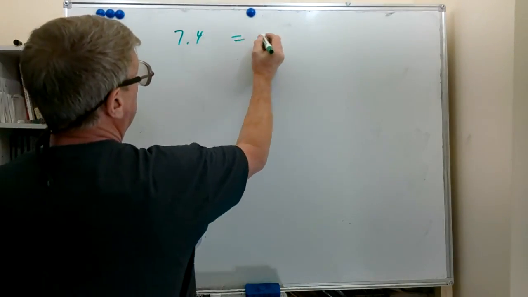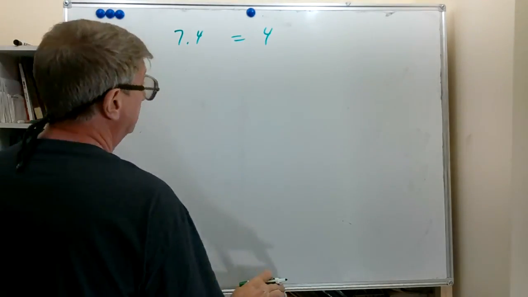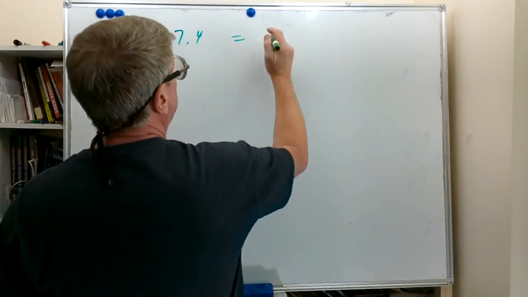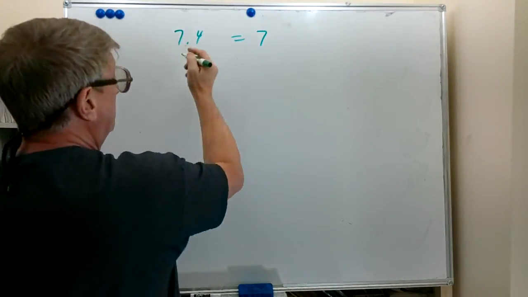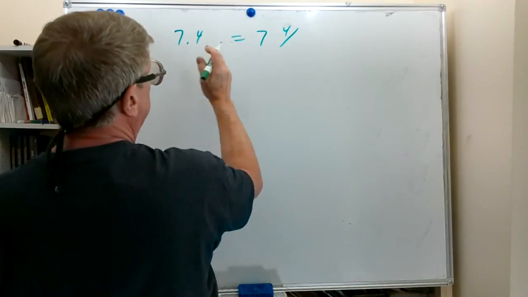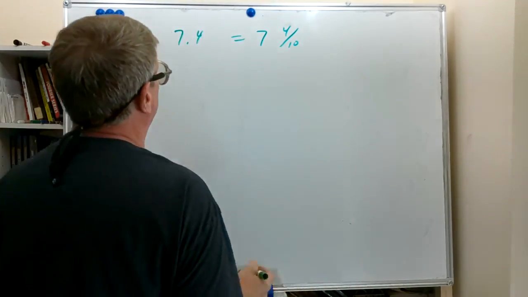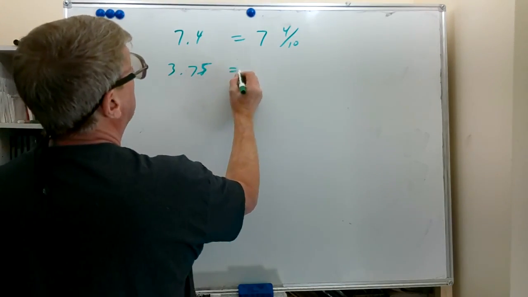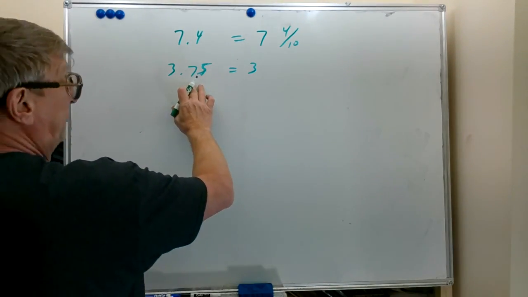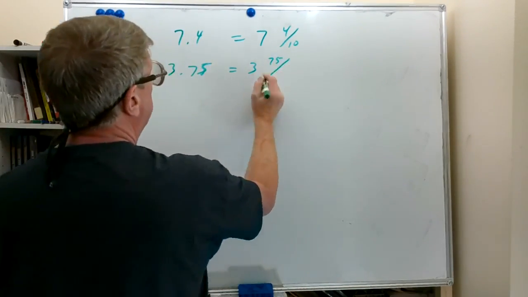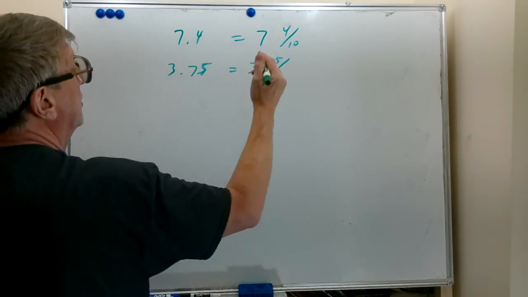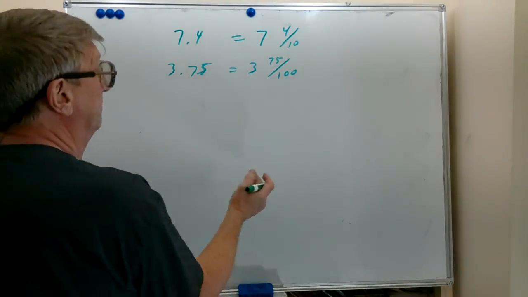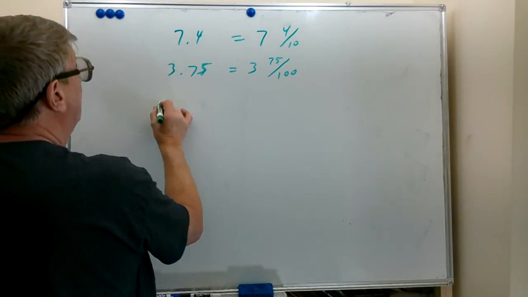7.4. That's equal to 7. And the fractional portion is 4, 1 digit, 1 zero, 4 tenths. 3.75. That's equal to 3. And we have a 75. What's our denominator? We have 2 digits to the right of the decimal place. We have a 1 and 2 zeros. 3 and 75 hundredths.